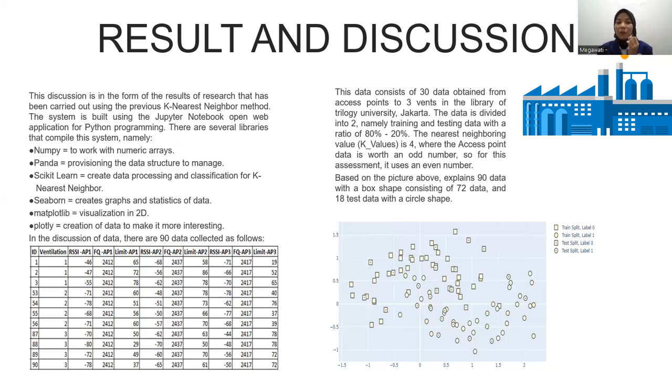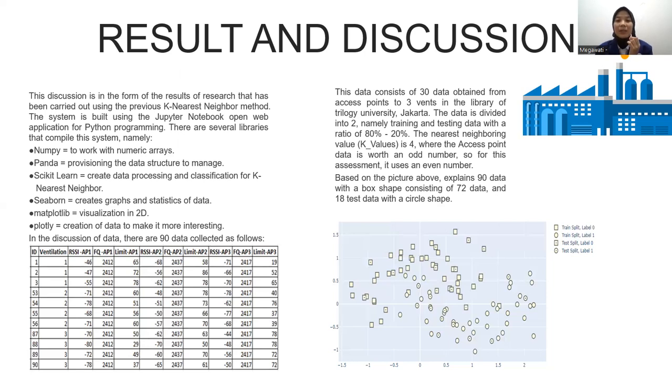The discussion data is 90 data points, collected as shown in the picture. The data was collected at 30 options from the access points to 3 vents in the library of Trilogi University Jakarta. This data is divided into two, training and testing data, with a ratio of 80% to 20%.